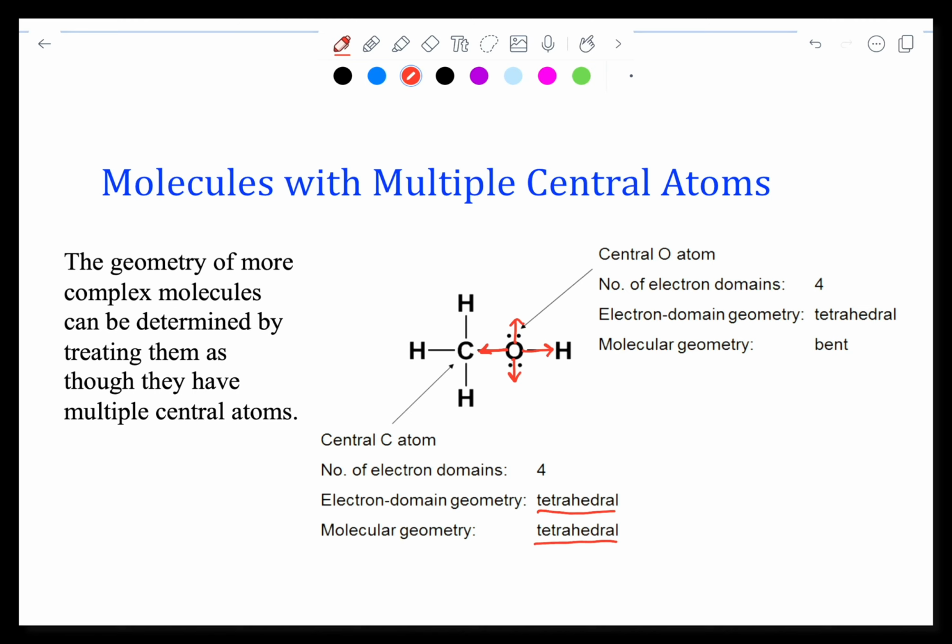So my electron domain geometry is, for 4 electron domains, tetrahedral. My molecular geometry is now 2 bonds, 2 lone pairs.